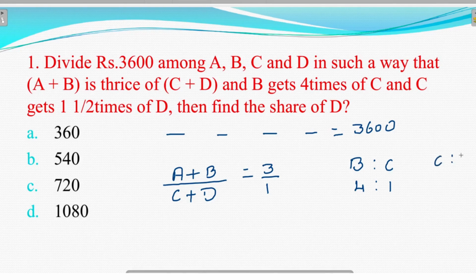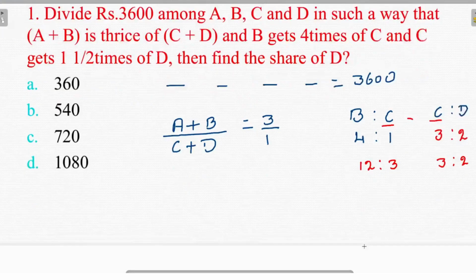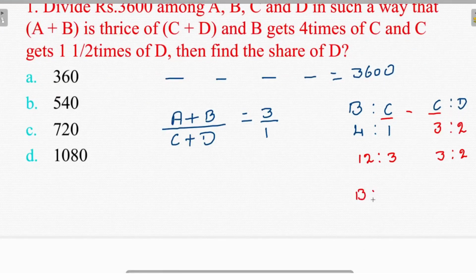The C to D ratio is 1:2, which means C will be 3, D will be 2, taking it as 3:2. Who is the common person? C. Then that number should be constant. Then 3 fours are 12, 3 ones are 3, and 3 twos are 6. The ratio between B, C, D will be 12:3:2.